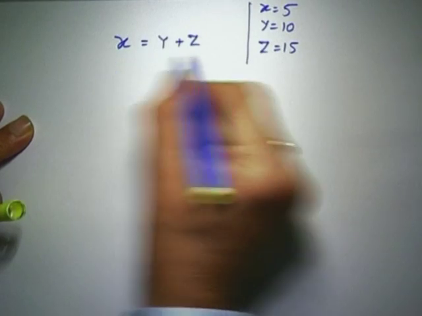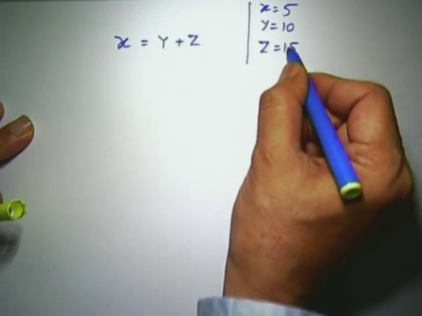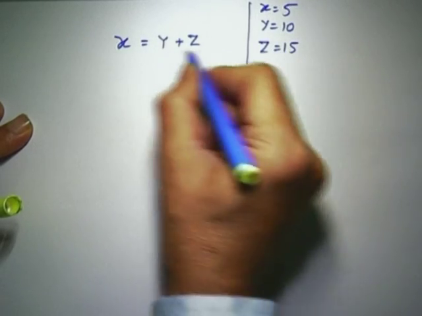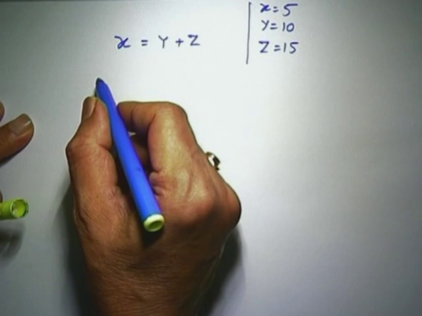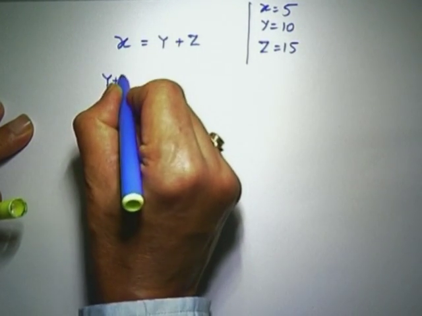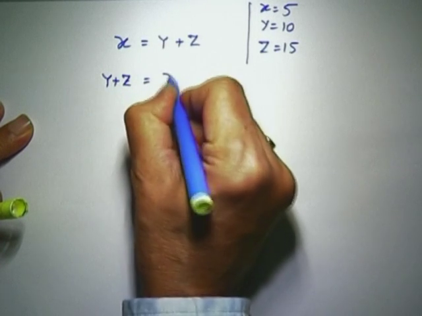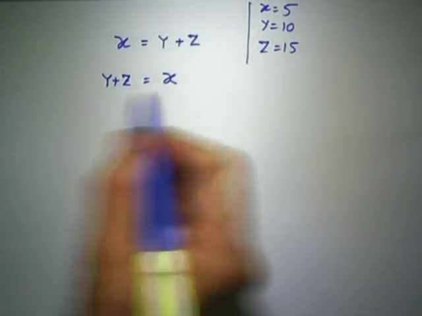Then what will happen when you execute this? Y and z will be added, y is 10, z is 15, so you will get 25 and the value of x will now change, where the value of x can be changed. Suppose I wrote this as y plus z equal to x. This is what I found some people doing because they think it is an equation any which way. It is not an equation, and why is this wrong?